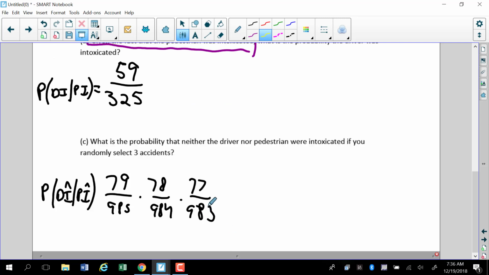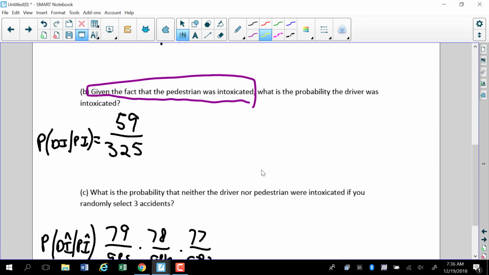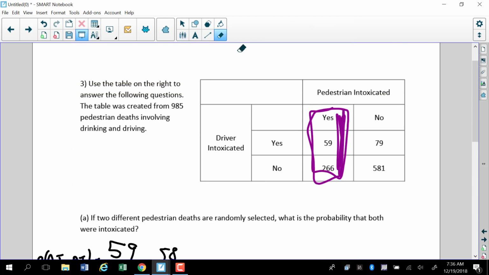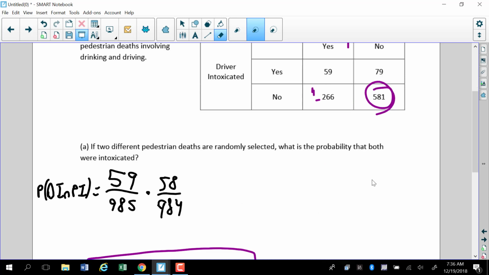The last one that we're looking for, that neither driver nor pedestrian were intoxicated, we're going to go back to here. We're looking at neither one. So we're looking at no and no. So this one is here.